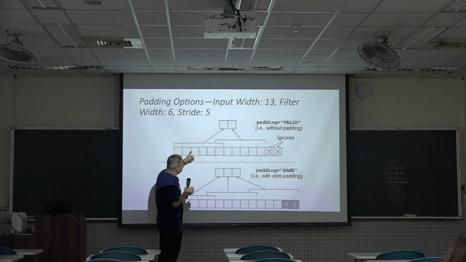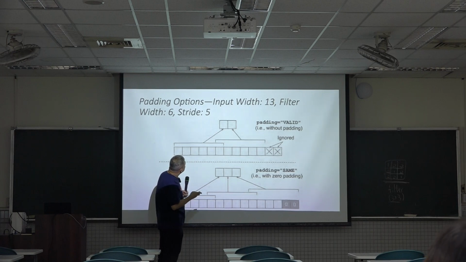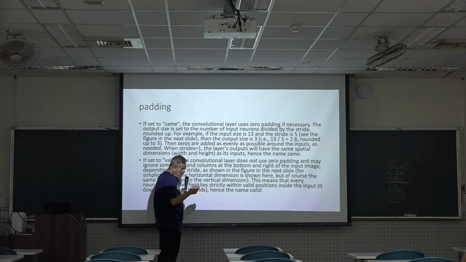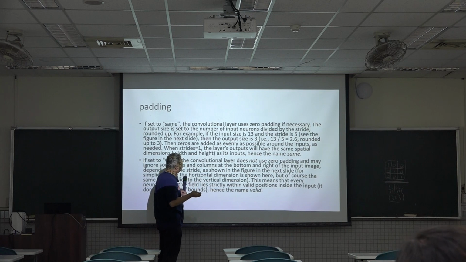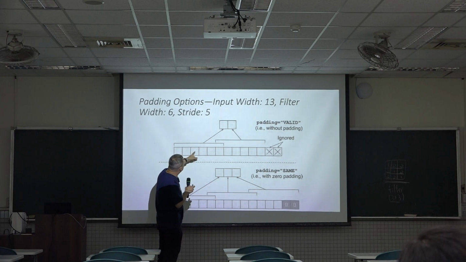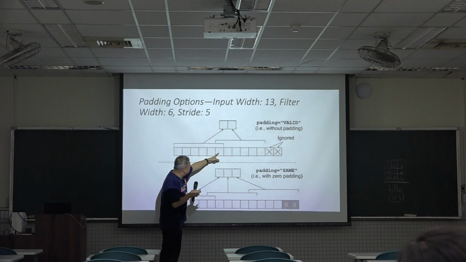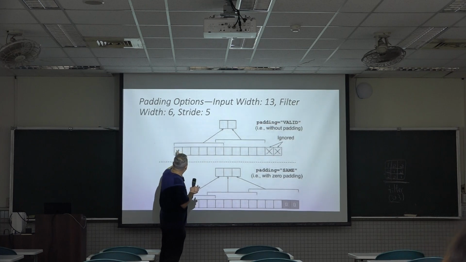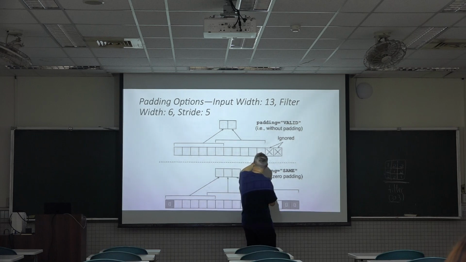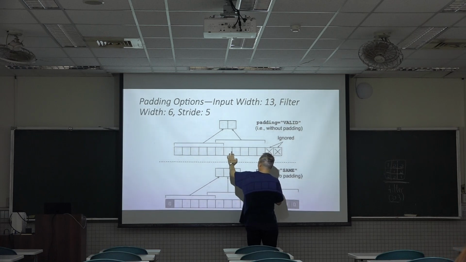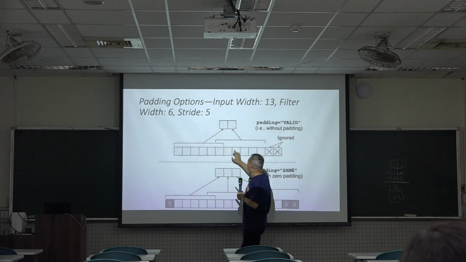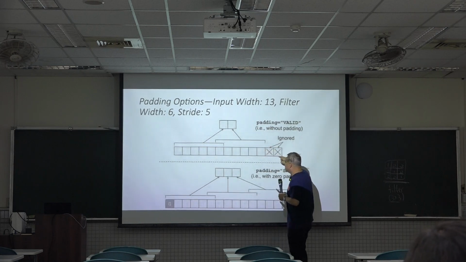And 13 divided by 5, right? 13 divided by 5 is 2.6. Then we pretty much drop the rest. For example, starting from here, 1, 2, 3, 4, 5. Okay, and then we move to here, and then 1, 2, 3, 4, 5, 6. Sorry, 1, 2, 3. Yeah, the stride is 5, so we move to here, and then 1, 2, 3, 4, 5, 6, and then we still have 2 right here, right?